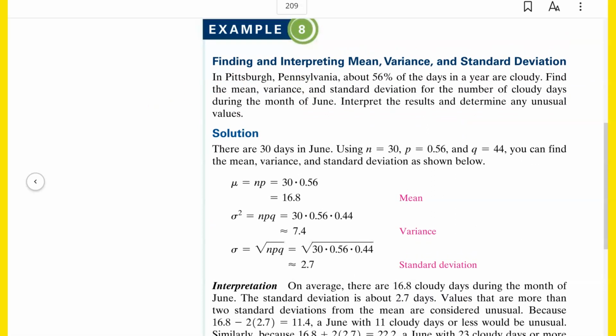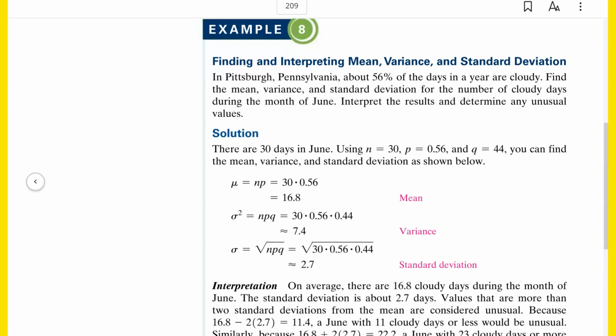Okay, let's use that to do this example. In Pittsburgh, Pennsylvania, about 56% of the days in a year are cloudy. Find the mean, variance, and standard deviation for the number of cloudy days during the month of June. Interpret the results and determine any unusual values. All right, so first of all, we're going to call success a cloudy day based on the problem. So what's the probability of success? What's the probability of a cloudy day? 0.56.